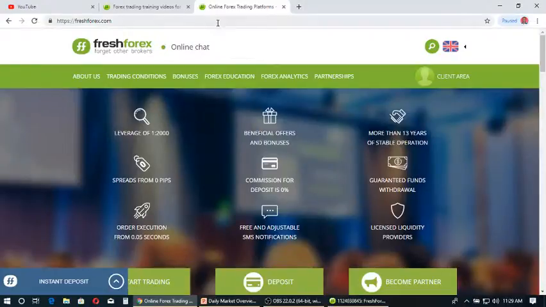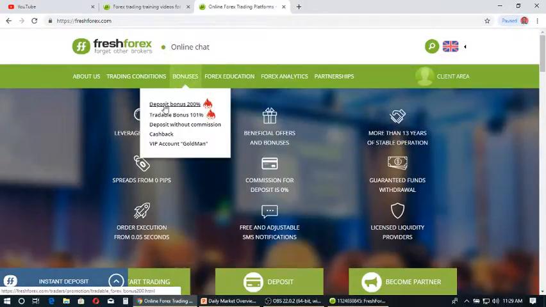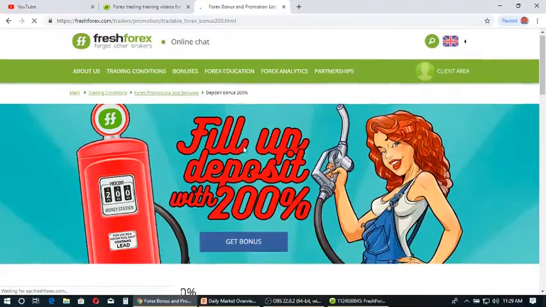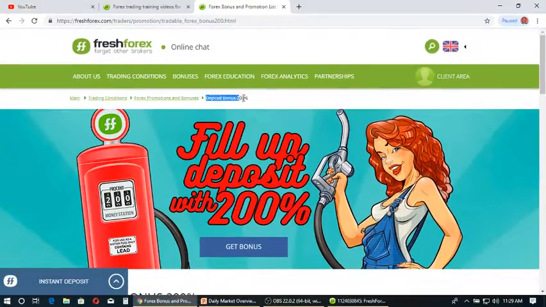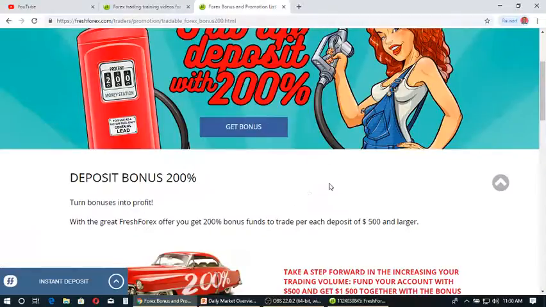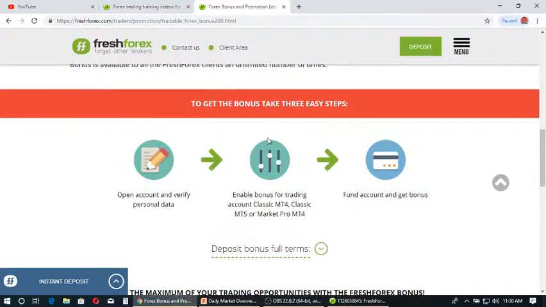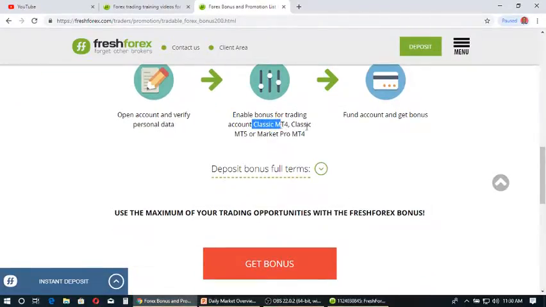If you can remember, I keep mentioning this bonus here. It's called deposit 200%, and what that means is you need to deposit at least 500 USD to be able to get 200% of it. The procedure is simple. Just take these 3 simple steps: open an account, verify it, and then enable bonus for trading. The trading account should be Classic MT4 or Classic MT5, or this one, Market Pro MT4. Then ensure you fund the account with 500 USD, and then you'll be able to get the bonus.